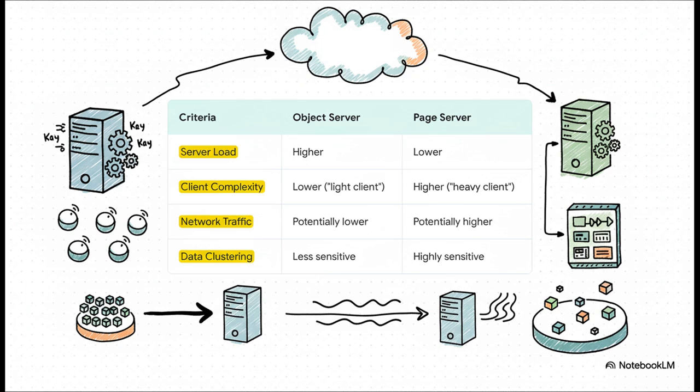An object server is great if you need one specific thing, but a page server might actually be better if a client needs a whole bunch of related data at once. And then there's data clustering, basically how data is physically arranged on a disk. Page servers really care about this because they're grabbing whole pages at a time, while object servers, not so much.